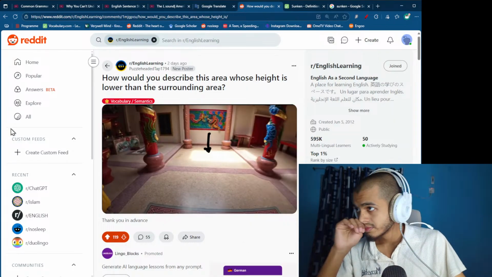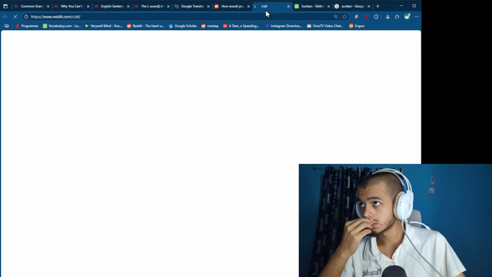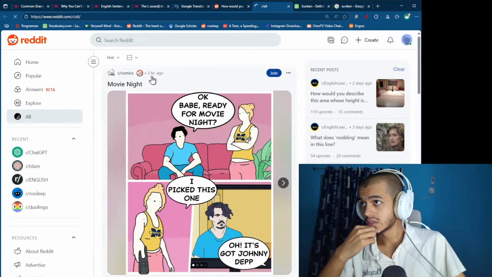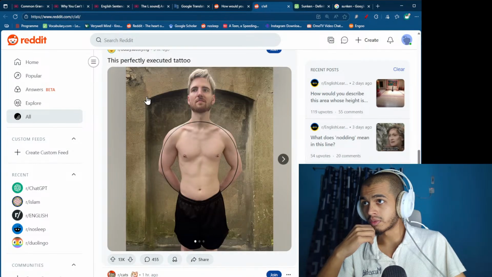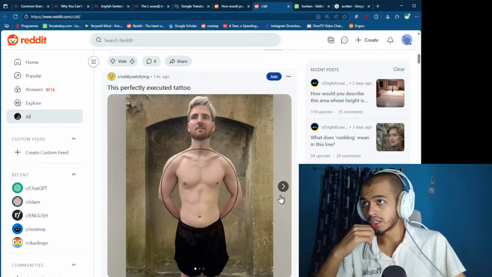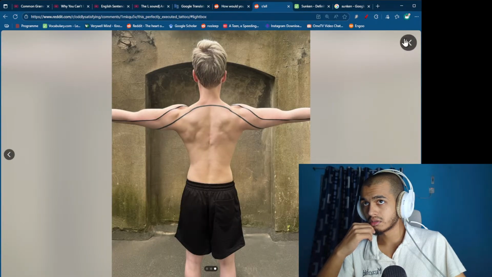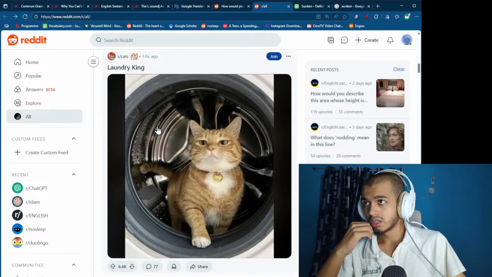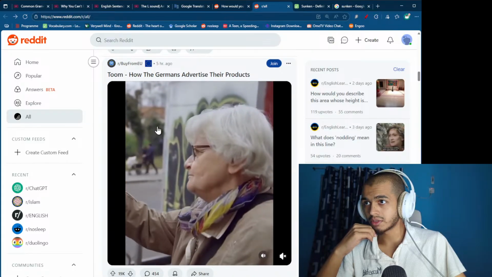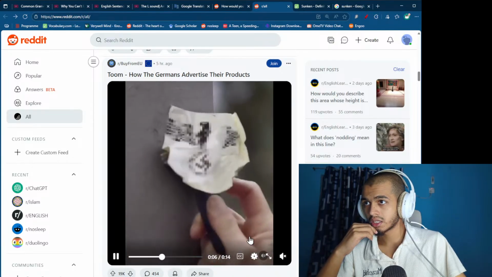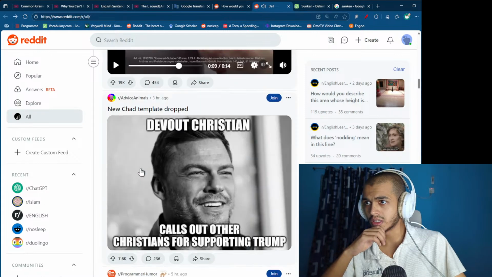Okay. What is all? All means what? Oh man. Fade waiver, perfect. Executed tattoo. What's this? Laundry cage. How the Germans advertise their products. What the heck? I don't know. What is it?